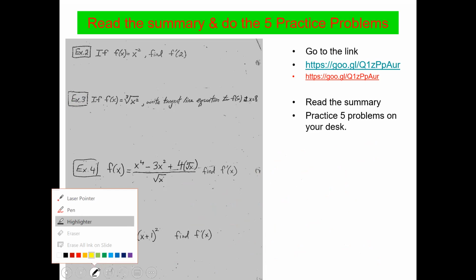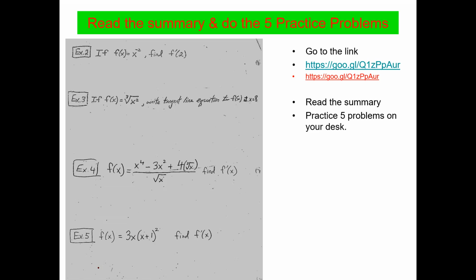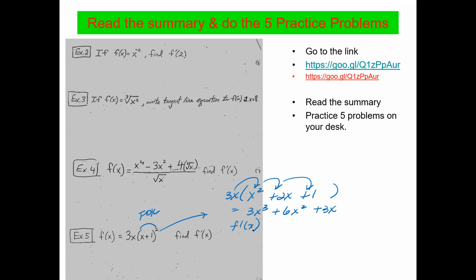All right, let's take a look at number 5 here, okay? For number 5, you will have to FOIL this. So that's going to be a 3x times, first is x squared, outer is going to be 1x, inner is going to be 1x, so that's going to be 2x once I combine them. Last is just 1. Distribute the 3x into the trinomial. 3x to the 3rd plus 6x squared plus 3x. And then when I find the derivative, bring the 3 down, 9x squared, 12x plus 3.